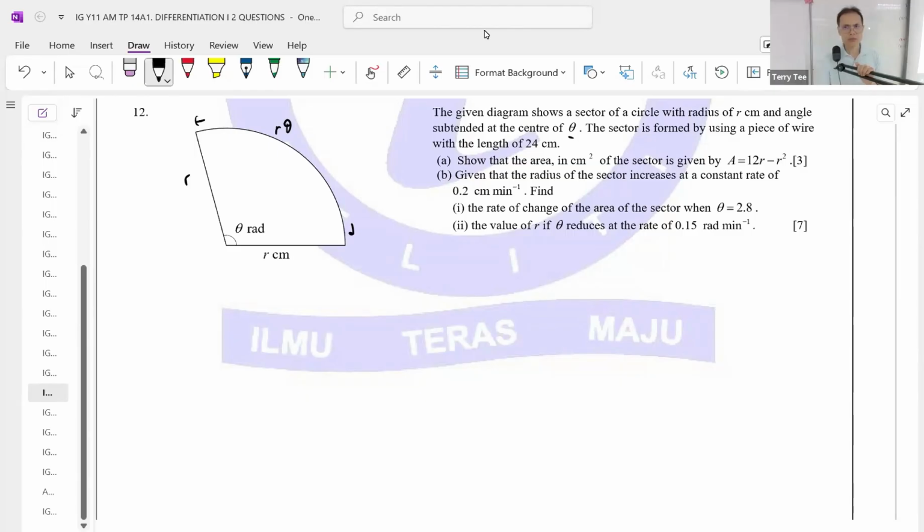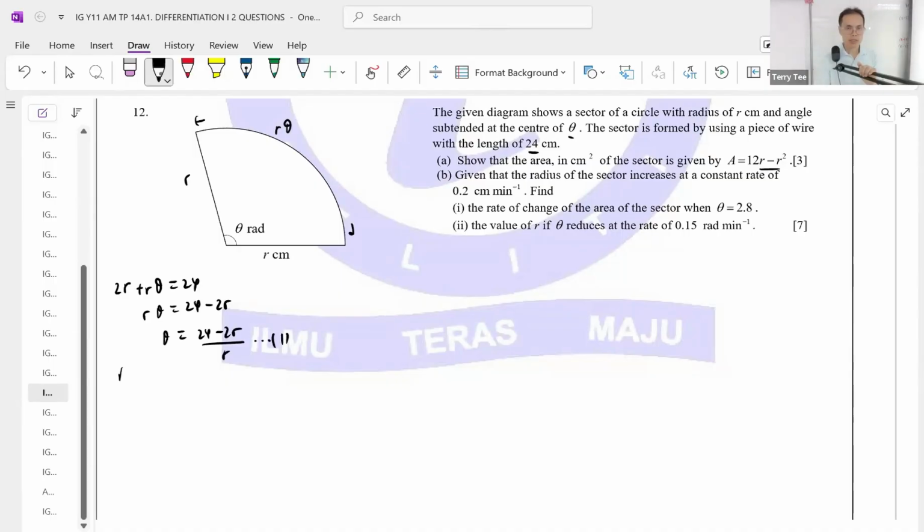Okay, before you do area, you notice your area is in terms of r. There is no theta involved. They say the length of the wire is 24. So we add together r plus r, or 2r plus r theta equals 24. You need to make theta the subject. Why do I make theta the subject? Because your final answer A has no theta. It's in terms of r. So theta is 24 minus 2r over r.